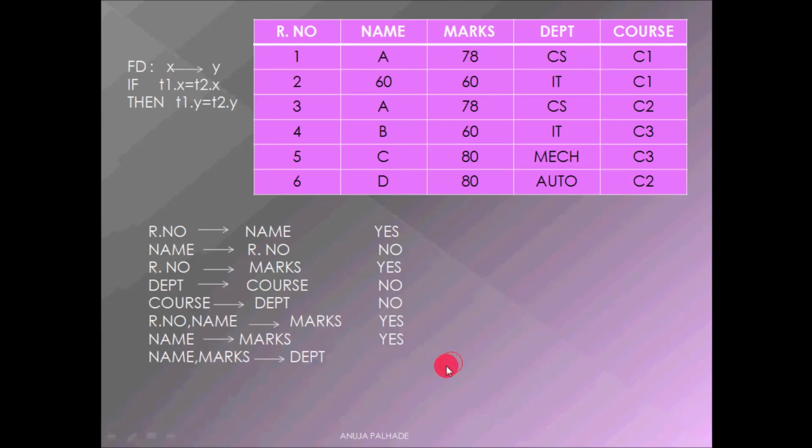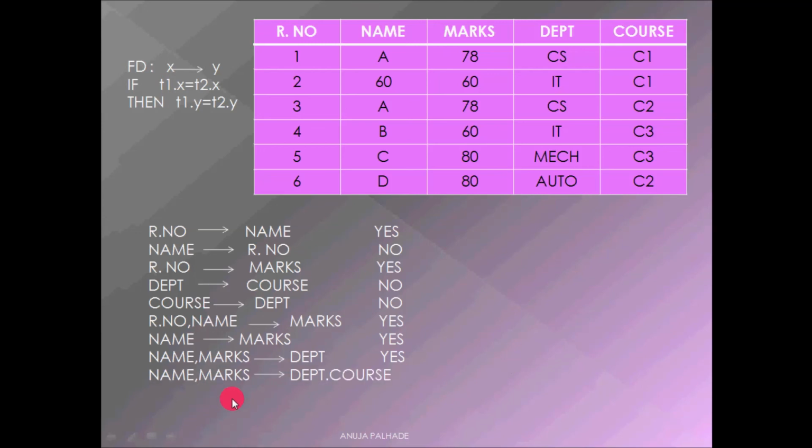Okay. Now tell me, does name, marks determine department? Are we finding any matching condition, A78? So A78 is there again. If the X is matching, here name and marks you have to consider together as a single X. So A78, A78. If it matches, the next case must match. Yes, it is matching, CS at both. CS is equal to CS. So this is functionally dependent.